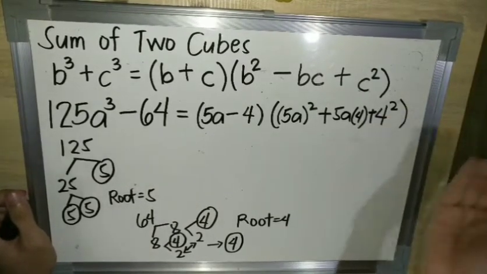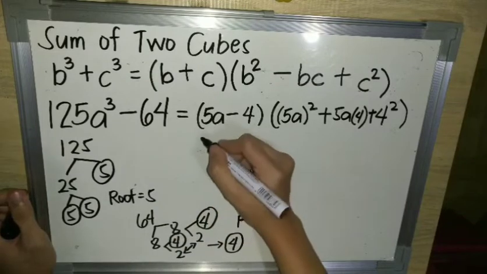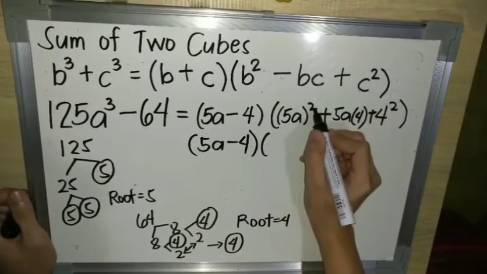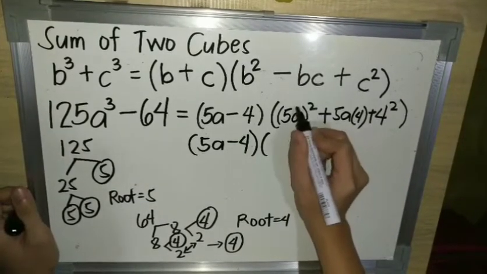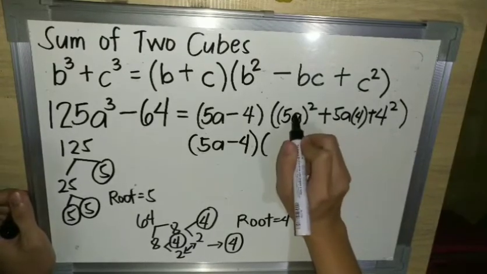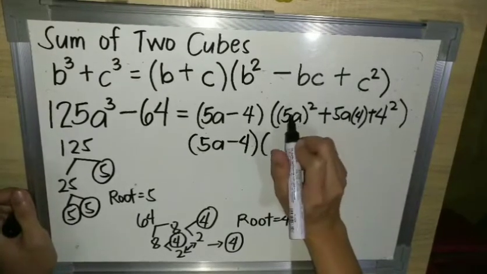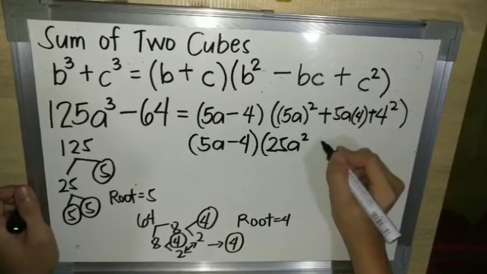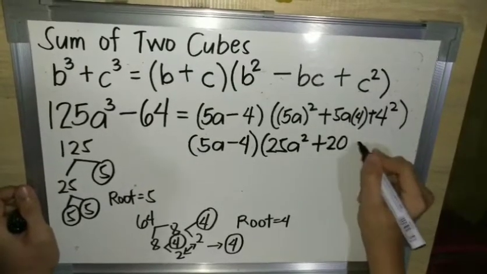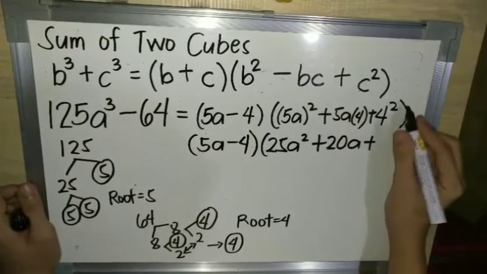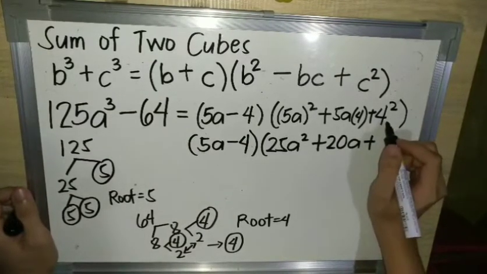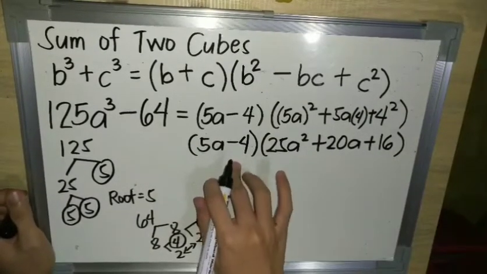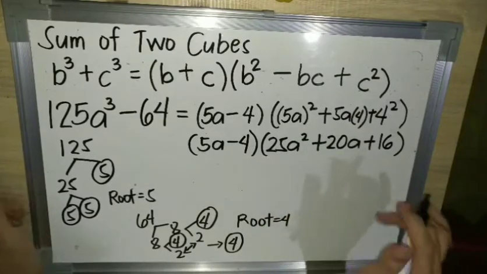Ayan, pasensya na po masikip. Now, copy lang natin tong isa. So, 5a minus 4. And then, 5 squared. Yung square po na yun, i-distribute natin kay 5. So, 5 squared, it is not 5 times 2. It is 5 times 5. Dalawang 5. So, that is 25a squared plus 5 times 4 is 20a plus 4 squared, it is not 4 times 2, it is 4 times 4 rather. So, that's why it is 16. So, ang sagot po natin is 5a minus 4 times 25a squared plus 20a plus 16.